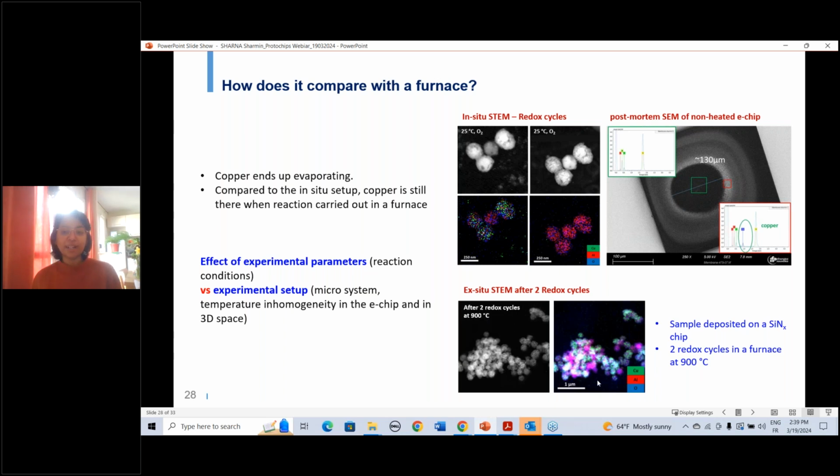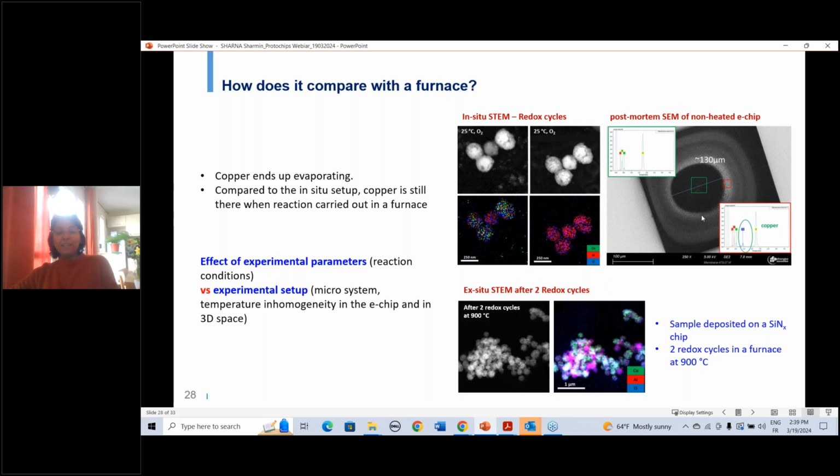So that's happening in the furnace, but in the in situ STEM, no matter what gas or temperature we use, we eventually have evaporation at high temperature. And when we do the postmortem analysis using scanning electron microscopy, we see that the copper got deposited on the non-heated chip, some got deposited on the area directly above the heating area, and others got deposited away from where the heating area was initially on the heated chip.